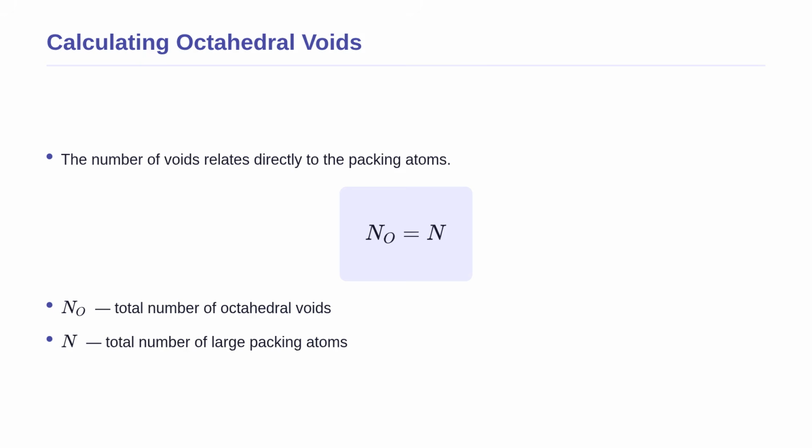Now that we understand what these voids look like, let us define the mathematical rules for them. We can relate the number of these voids to the total number of packing atoms. For octahedral voids, the formula is NO equals N. Here, NO represents the total number of octahedral voids and N represents the total number of large packing atoms, usually the anions. This tells us a straightforward rule. For every single packing atom in the crystal, exactly one octahedral void is created. If the crystal grows, the voids increase by the exact same amount.